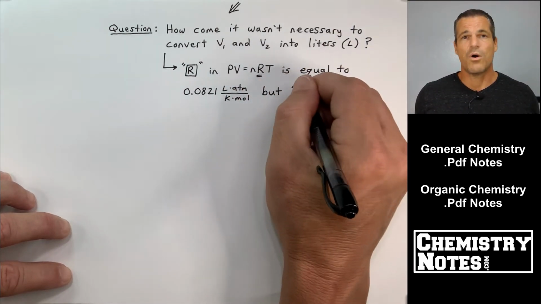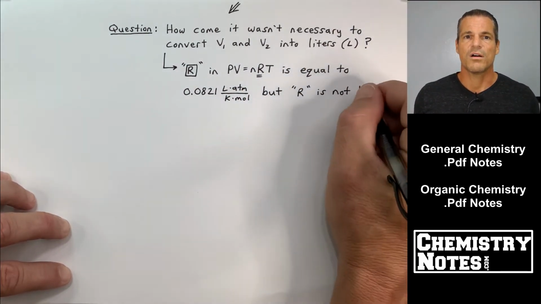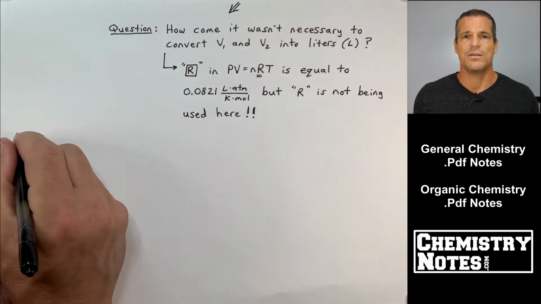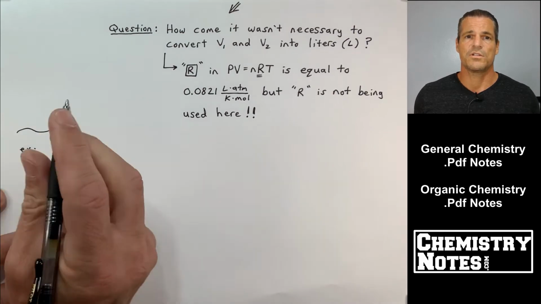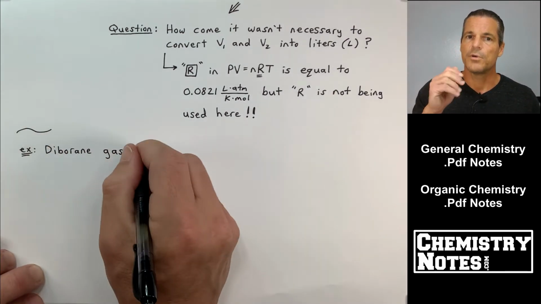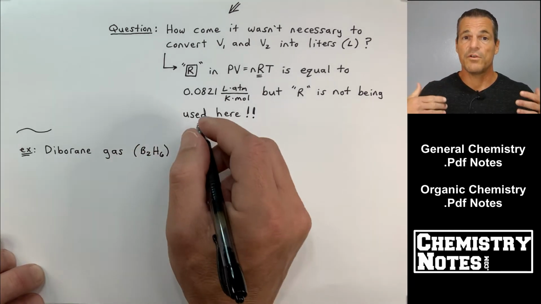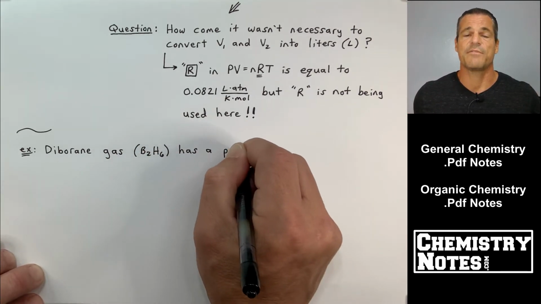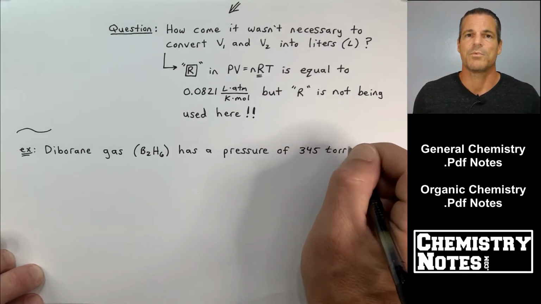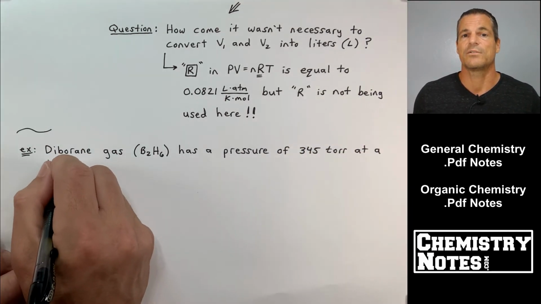Well, there was no R involved. R, capital R, the universal gas constant, is only in PV equals nRT. And look at the units for R, 0.0821 liter atmosphere per Kelvin per mole. So whenever you're using PV equals nRT, you have to be specific about your units. That's why I didn't need to in the last problem. It was Charles' law, not the ideal gas law.